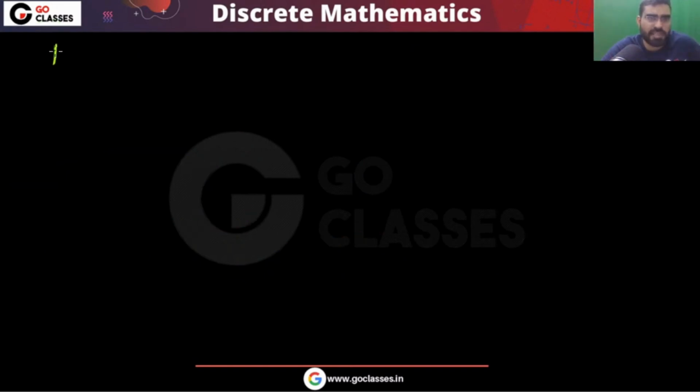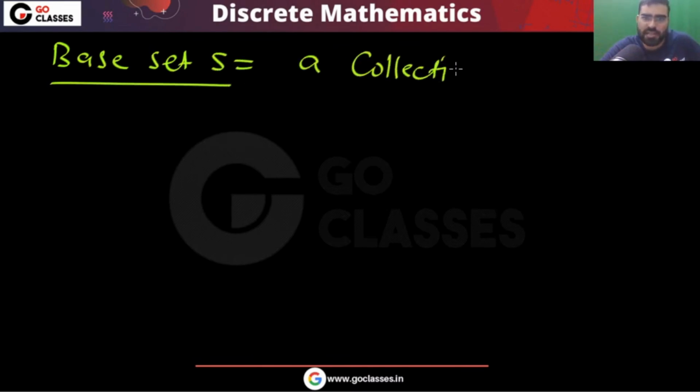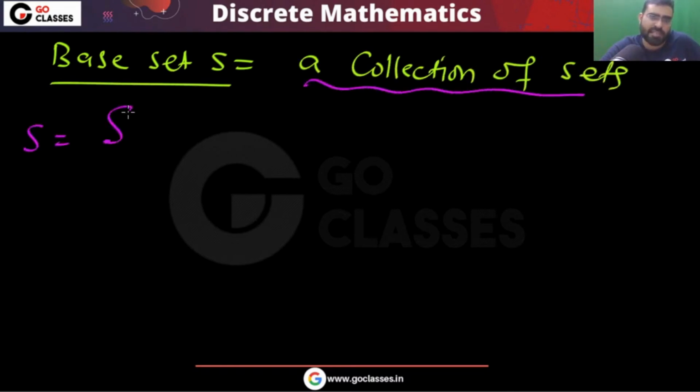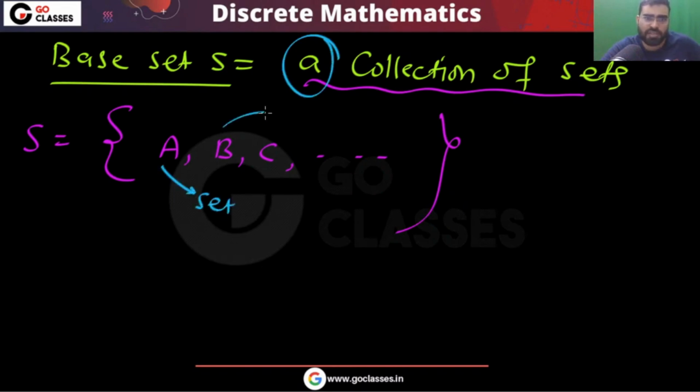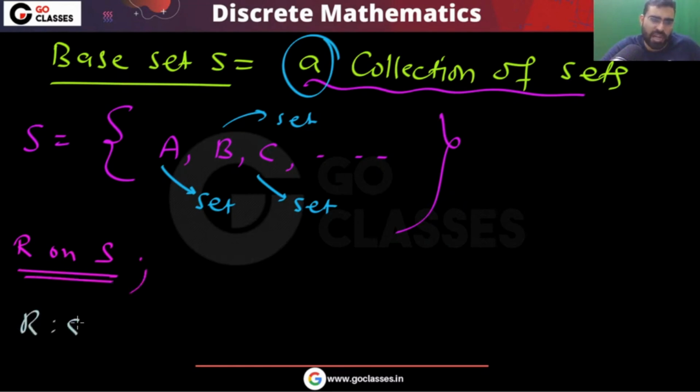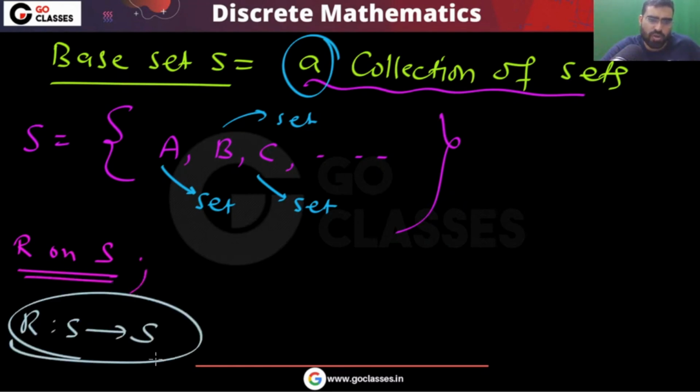In the question, the base set is given. First of all, you focus on the base set. The base set is a collection of sets. Not all the sets, but some collection of sets. For example, this is a set, this is also a set, and so on. This is your base set. You are defining relation R on S. If you are defining relation R on S, then elements of S will be related to elements of S. Correct?